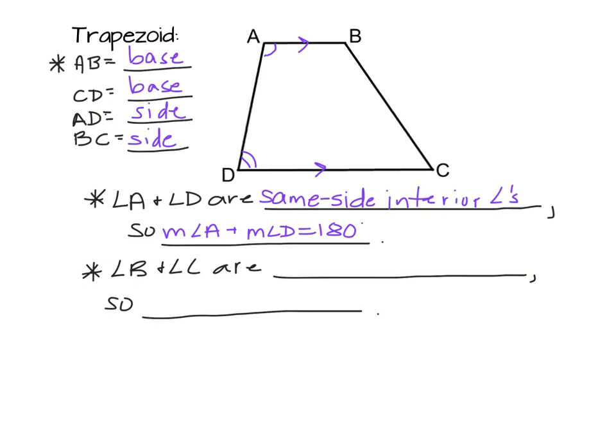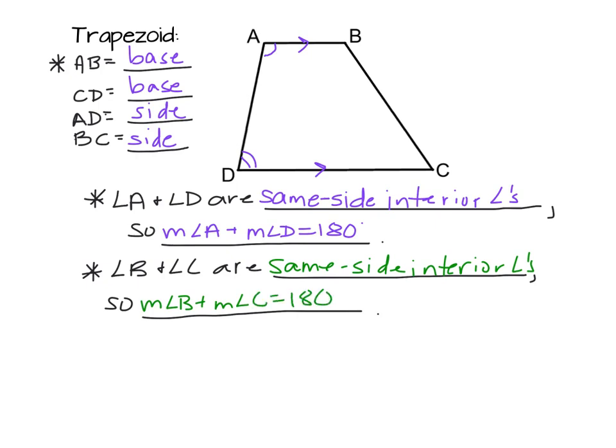If the two on the left side are same side interior angles, the two on the right side would be as well. Angles B and C are also same side interior angles. And they too would have a sum of 180 degrees.